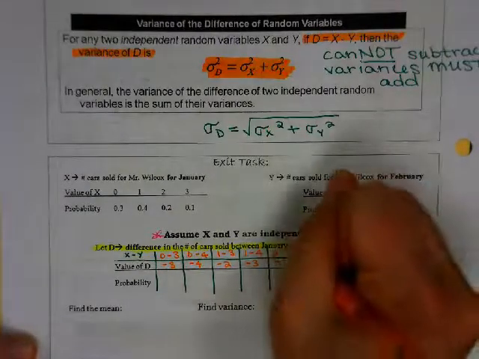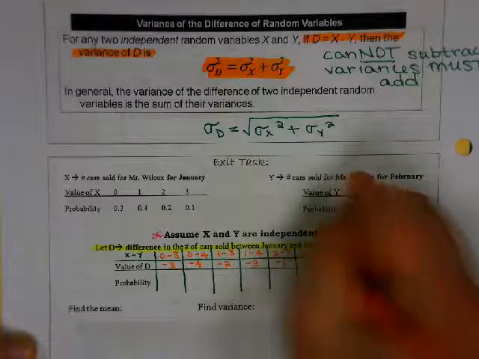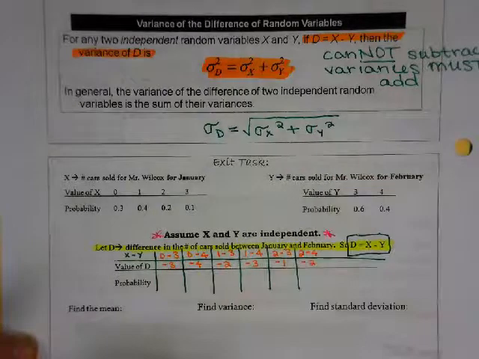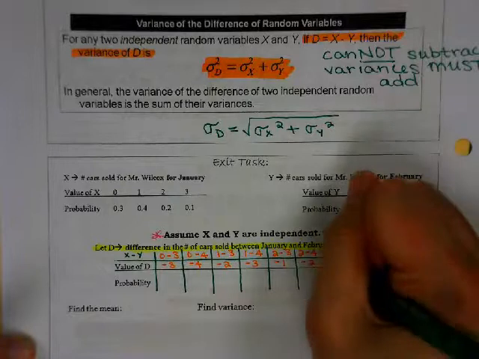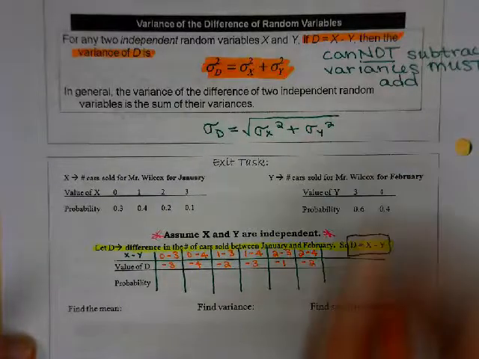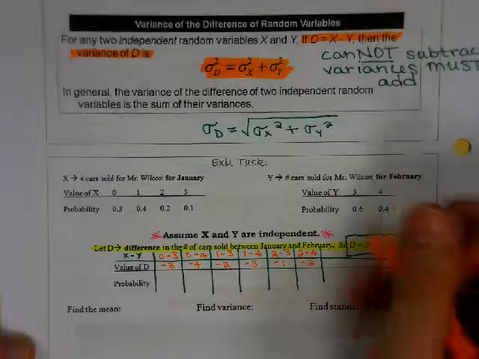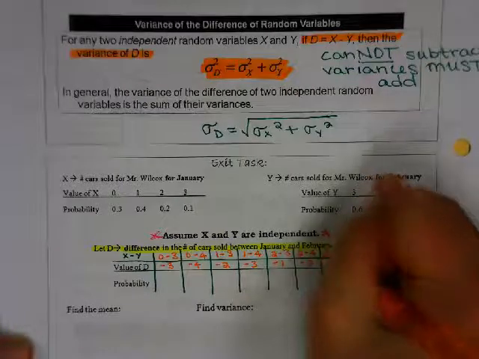And then we have 3 minus 3, which is 0. And 3 minus 4, which is negative 1.